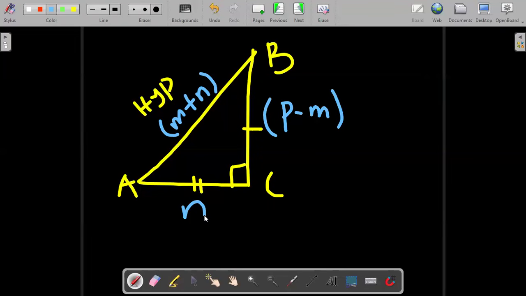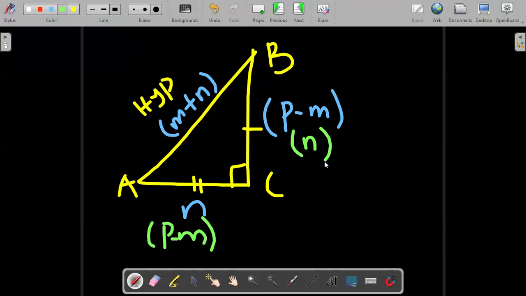Is it understood? Yes, sir. So it's not compulsory. Here can also be your p minus m, here can also be your n. Any side, because they didn't specify who is who. Are you seeing it? They didn't tell us who is who.